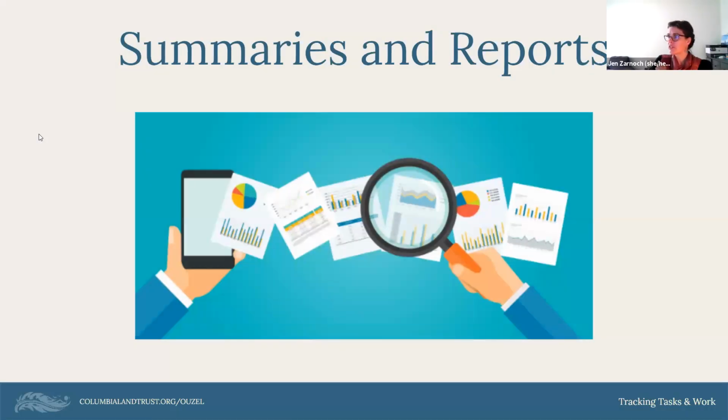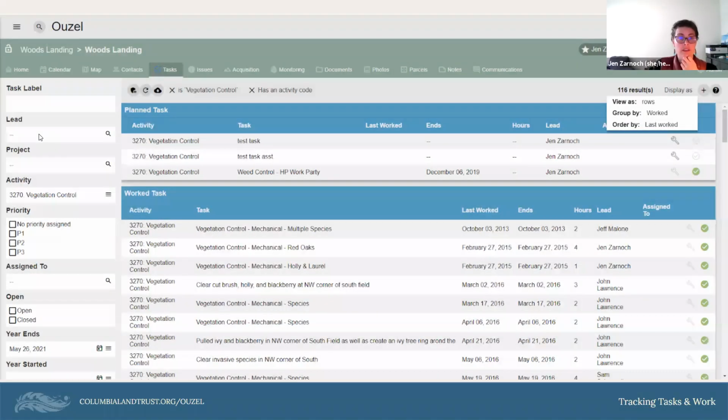So let's see, summaries and reports. Let's look through some of the ways that we can summarize and report on our tasks. So again, here we are in Woods Landing. And I thought we'd look at some of the different ways we can view. Here in the upper right, you can see we can view as, this is where we would change to things like Gantt and swim lanes. So right now we're viewing it as a table.